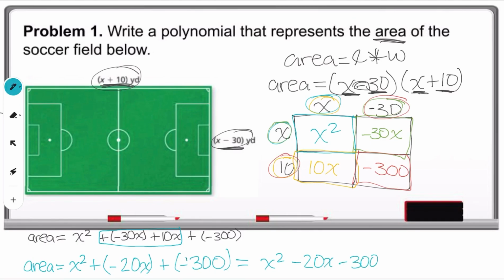I do not like these double signs, so if you see a positive and a negative sign together, please change it to a minus sign. So the polynomial that represents the area of the soccer field below is the polynomial x squared minus 20x minus 300.